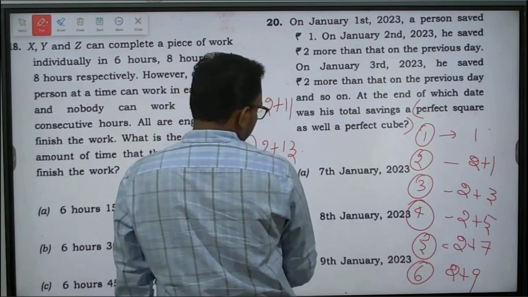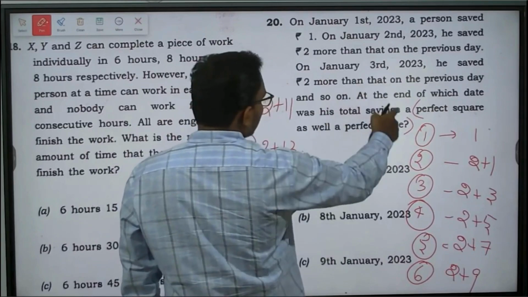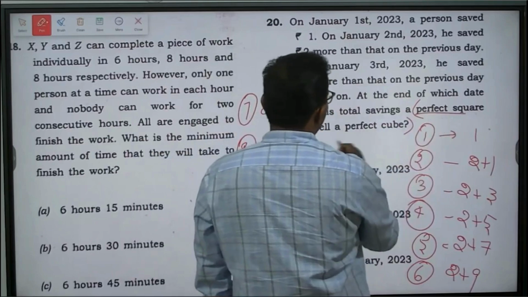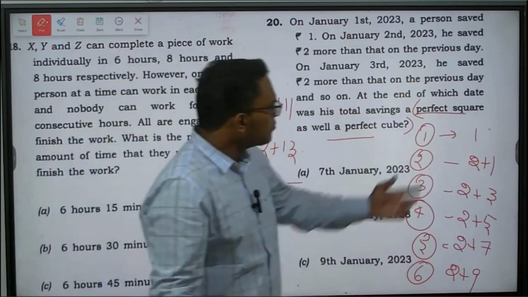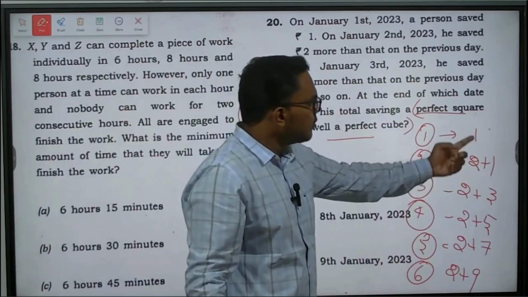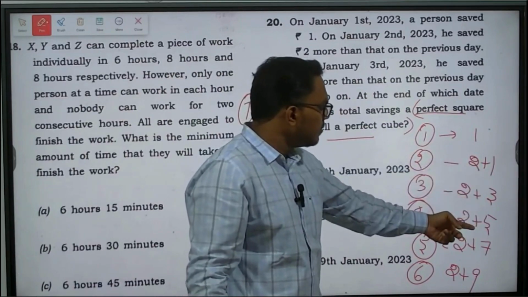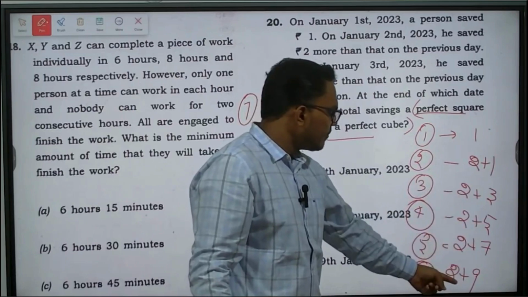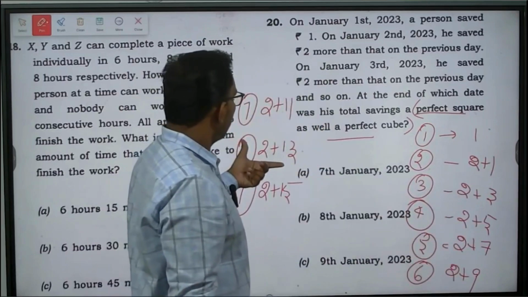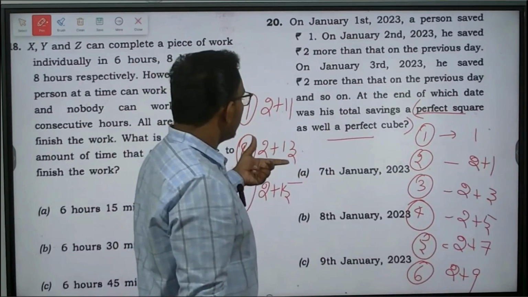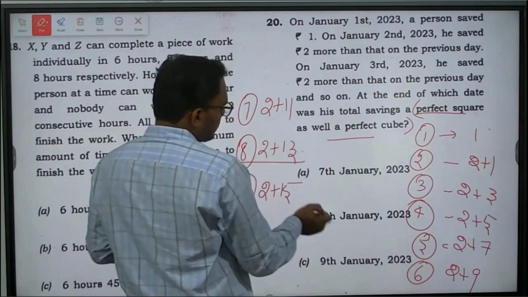So maximum 9 you have, because you have options till 9 January, right? So 2 plus 15. So after how many days do you have a perfect square and a perfect cube? You have to just add and see when you are getting 64. This is 1 plus 3, 4, 9, 16, 25, 36, 49, 49 plus 15 is 64. So 8th day.